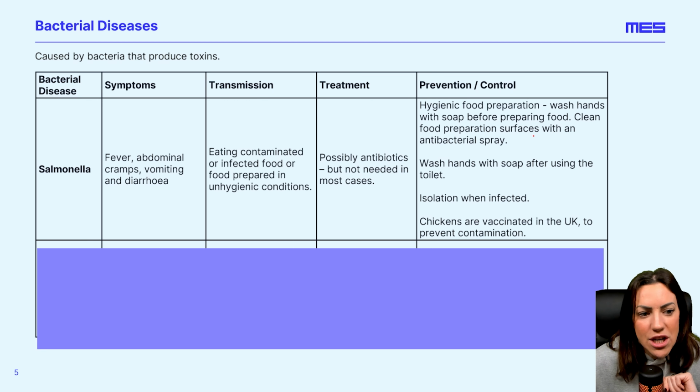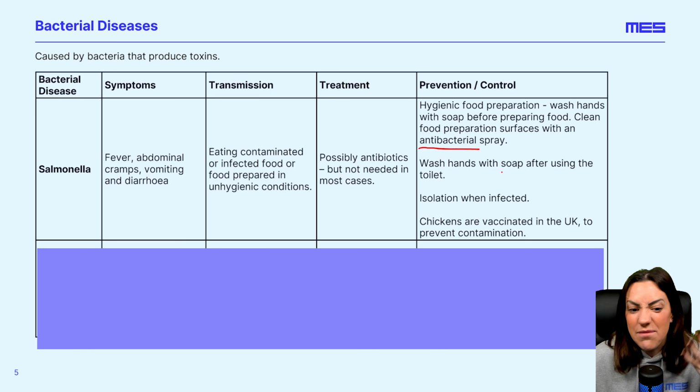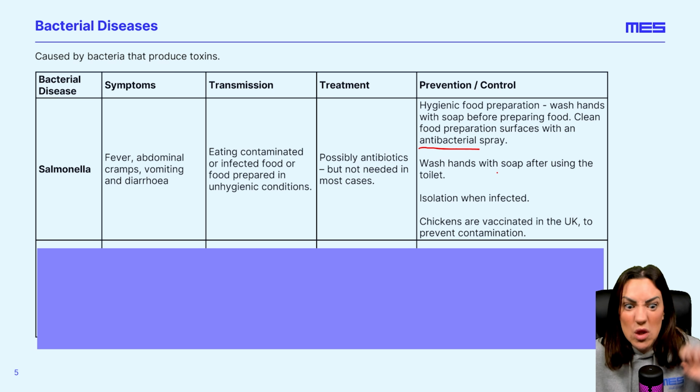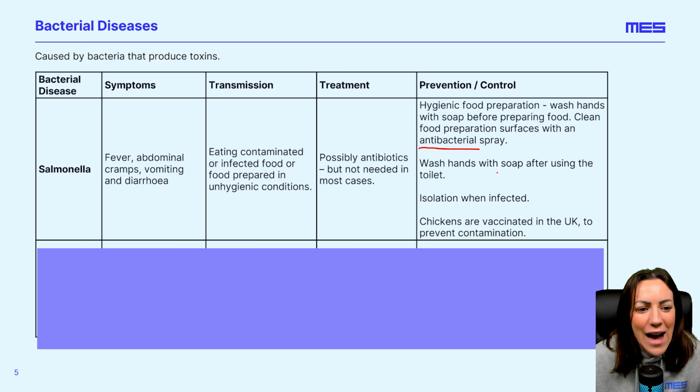Clean the food preparation surfaces with an antibacterial spray to kill the bacteria. Wash hands with soap after using the toilet, because otherwise, I know it sounds a little bit gross, but you could end up with feces on your hands with the salmonella bacteria present, and then you could go and touch surfaces or touch someone else or touch your mouth or whatever. So washing your hands with soap or using antibacterial hand gel after using the toilet is very, very important.